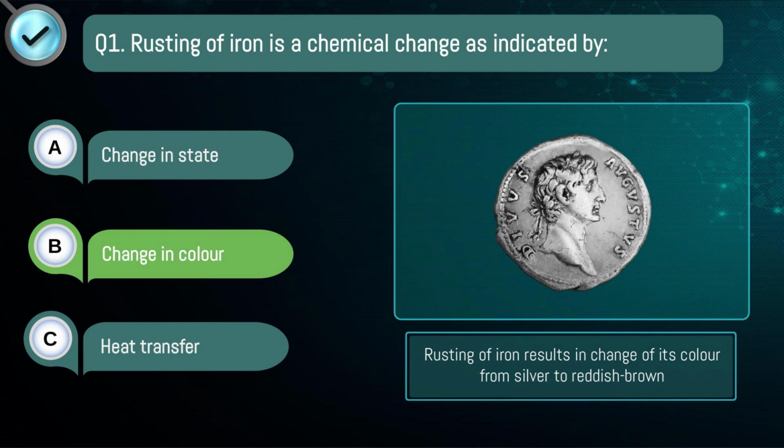Rusting of iron is one of the most common examples of a chemical change. When iron rusts, it changes from a shiny silver-gray metal to a reddish-brown, flaky substance. This permanent change in color clearly shows that a new substance has been formed, rust, which is chemically different from iron.